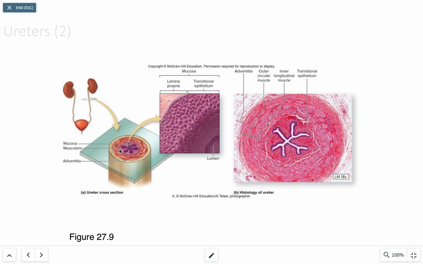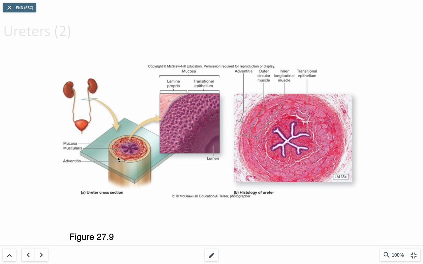Moving one further out, moving more superficial, we have the muscularis layer. It's also considered to be a smooth muscle layer. It has an inner and outer layer. So over here we can see another histology of the ureter. We have an inner longitudinal layer and an outer circular layer. Their job is to produce peristaltic waves. Peristaltic waves will allow for the urine to transition into the urinary bladder.